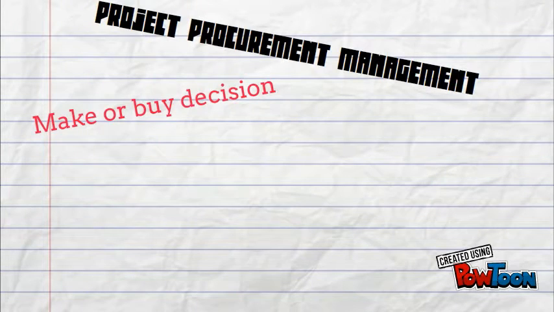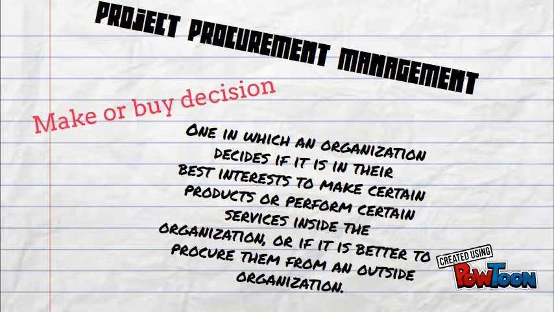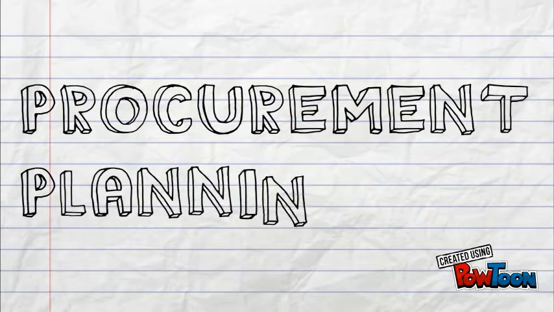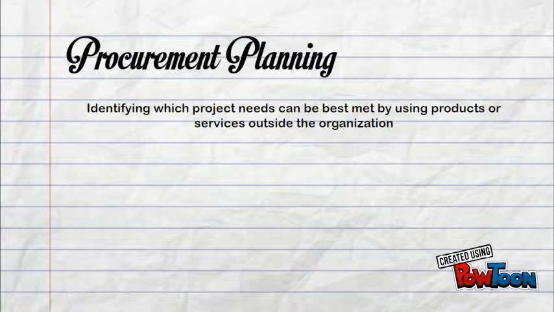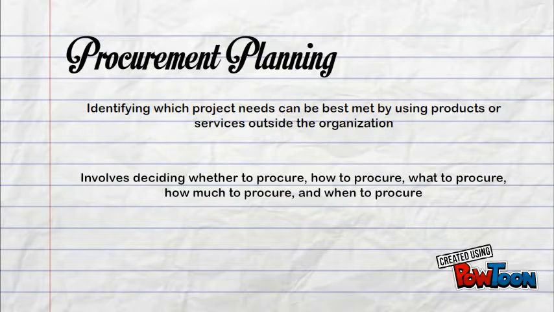Make or buy decision: one in which an organization decides if it is in its best interest to make certain products or perform certain services inside the organization. Procurement planning means identifying which project needs can be best met by using products or services outside the organization.